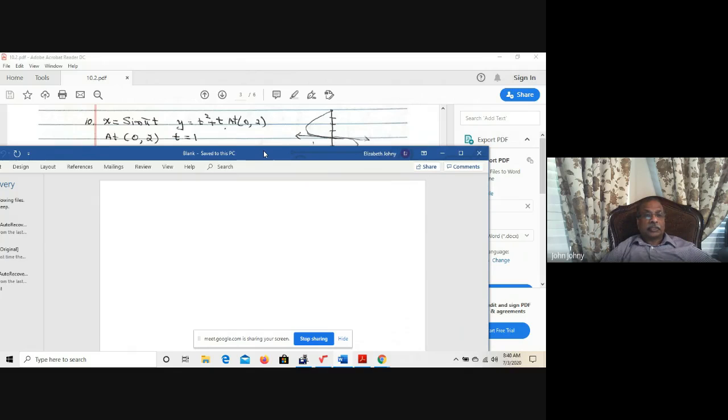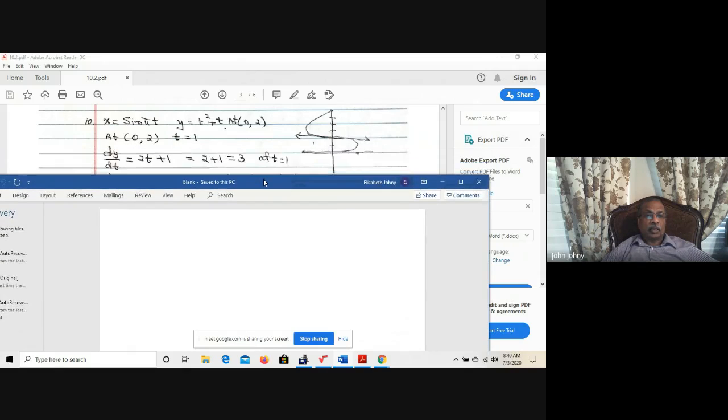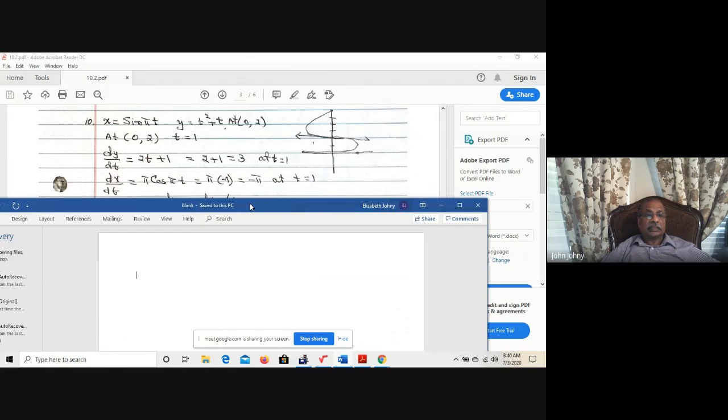And so at t equal to 1, dy/dt is equal to 2t plus 1, differentiating t² plus t. That is equal to, t is 1, 2 plus 1, which is 3, and dx/dt is π times cos(πt). Derivative of sin(πt) is cos(πt) times π, and t is 1, so that is π times cos π.